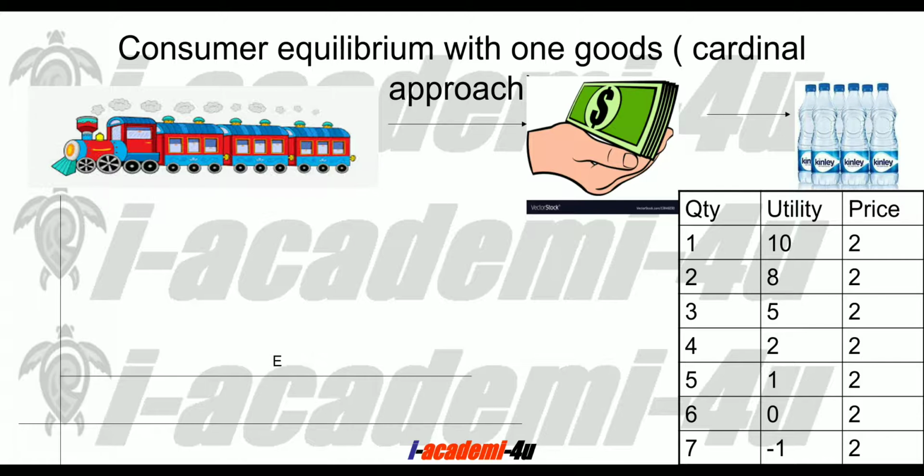In the third bottle, in the same way, the utility derived will be further less, and say you will get a utility of around $5, as shown in the table. In the fourth unit, you will be getting a utility of $2. In the fifth unit, you will be getting a utility of $1, and in the sixth bottle, you won't be ready to pay anything.